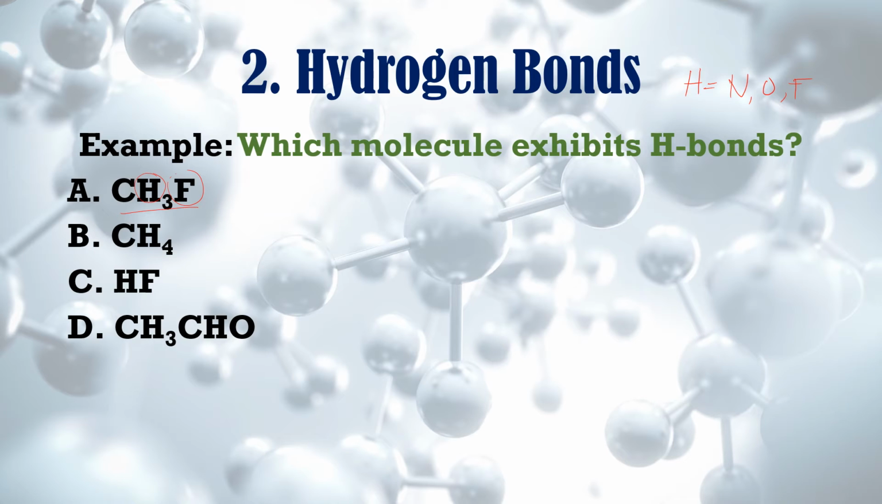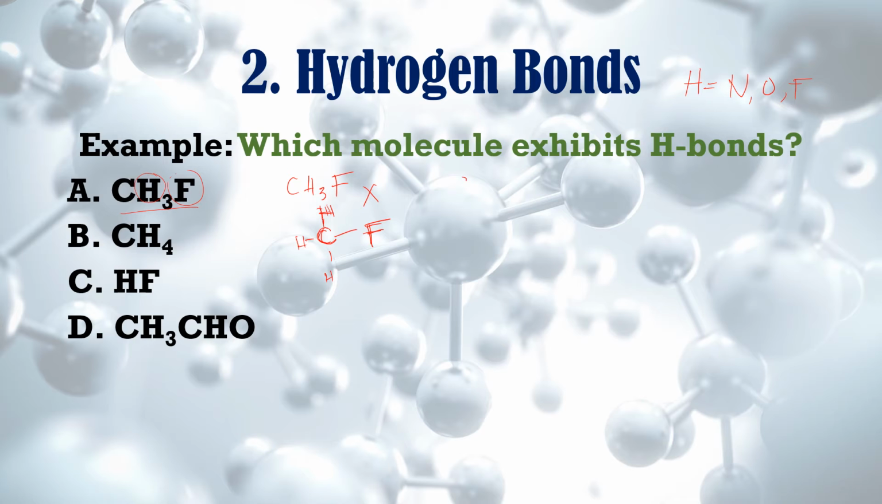So we try to draw this one. CH3F, if you are going to draw its Lewis structure, it will look like this. As you can see, carbon in here is bonded to hydrogen. So hydrogen and fluorine are not attached to each other. Therefore, CH3F does not exhibit a hydrogen bond because H and F are not attached to each other.